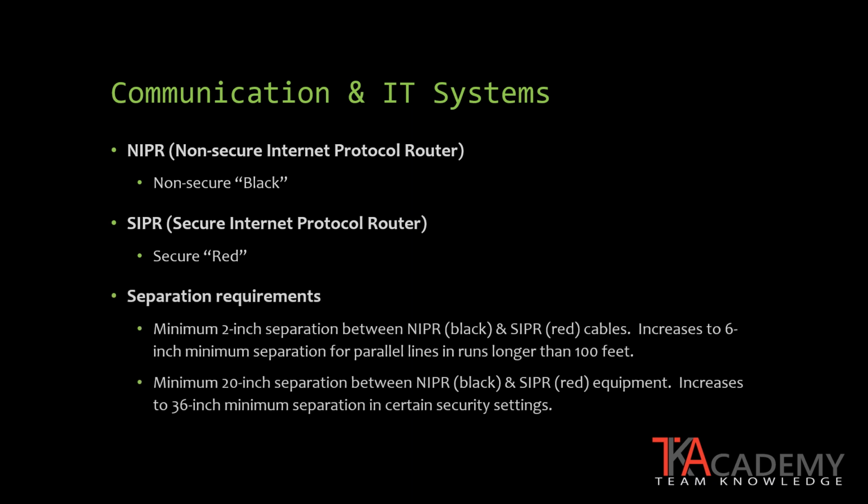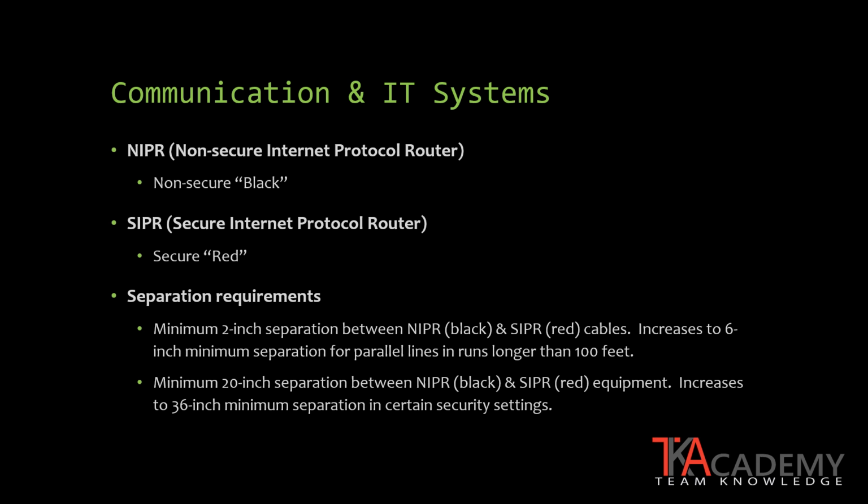There must be a minimum of 2-inch separation between the NIPR (black) and the SIPR (red) cables. This increases to 6-inch minimum separation for parallel lines if it runs longer than 100 feet. Within a cable tray, there may be both red and black communication cables running through it, but they must have separation of at least 2 to 6 inches depending upon the length of the cable. Sometimes these will be in completely different systems with different cable trays for each communication type.